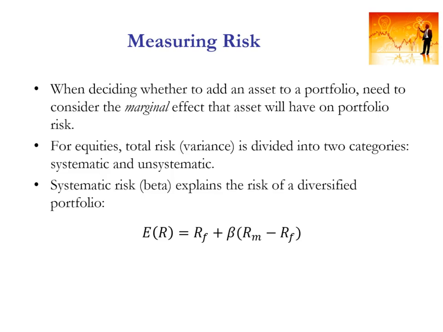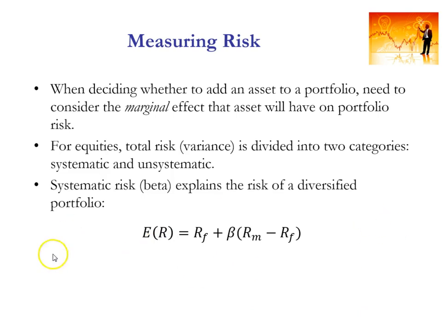Systematic risk is a measure of exposure to market risk. It explains the risk of a diversified portfolio, and it's the component of risk that is not eliminated through diversification. Hence, it gives us a measure of the marginal effect that the asset will have on the portfolio. That's why, if we're measuring the risk of an individual asset, we often consider that asset as being one part of an overall portfolio. Hence, we think about the risk as being just the marginal contribution, so we think about beta.